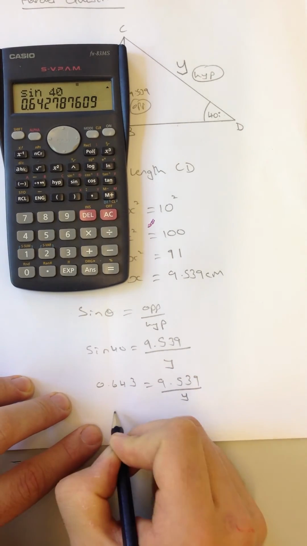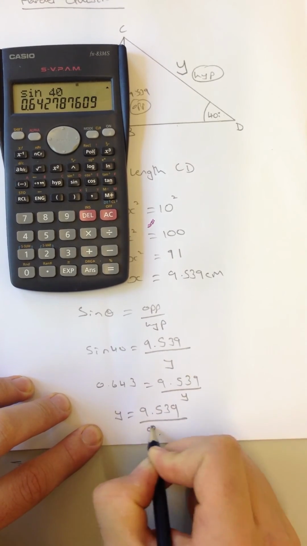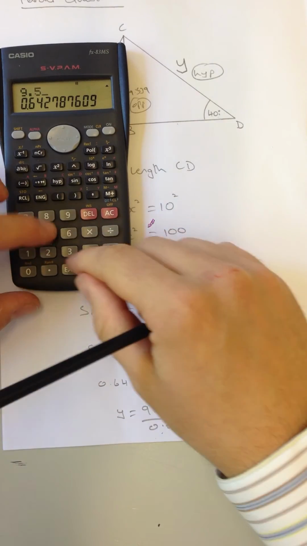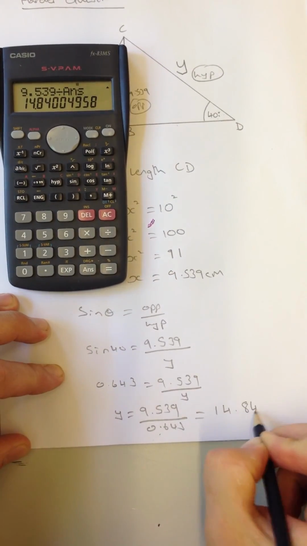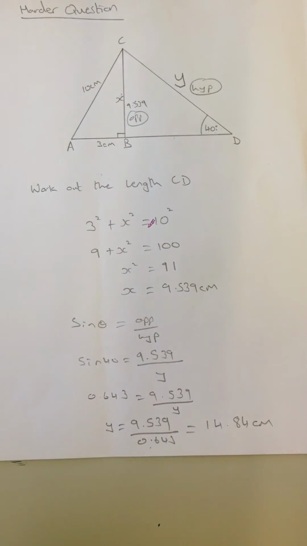Times up by y, then divide by the other one. Y is going to be 9.539 divided by 0.643, which equals 14.84 centimeters. And that's the answer for our hypotenuse there. So that's a tricky one, but if you just work through the steps, you should be able to do it no problem.